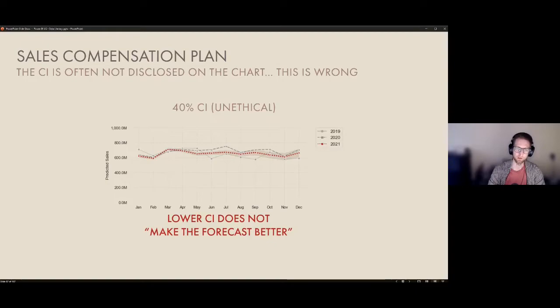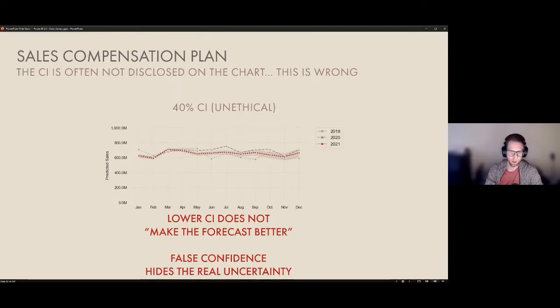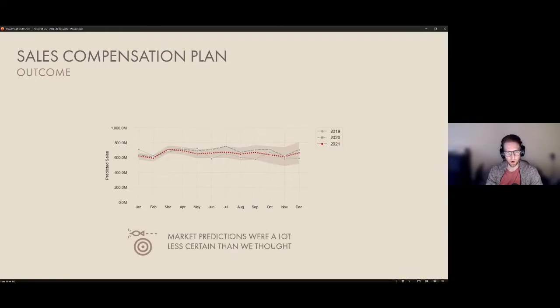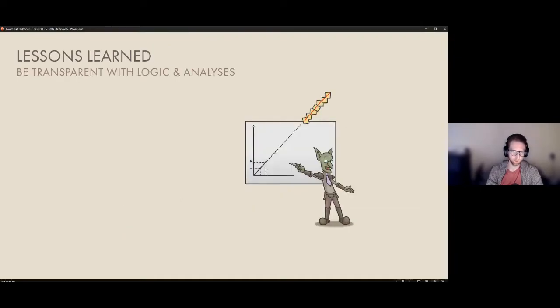A lower confidence interval does not make the forecast better. It just shows a false confidence in the information. It's a manipulation of the data. It hides the real uncertainty. Instead, what happened is when this was explained to the project team, they realized that the market predictions were a lot less certain than we actually thought.